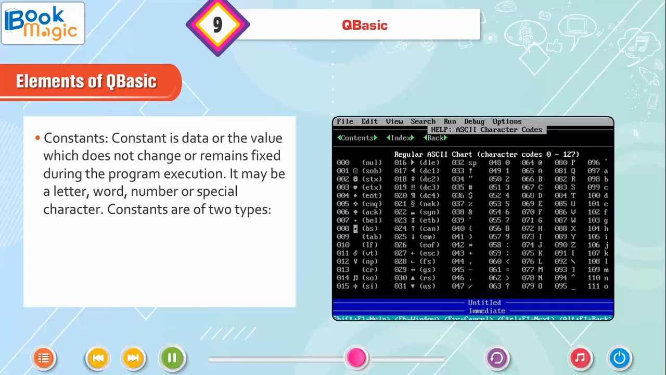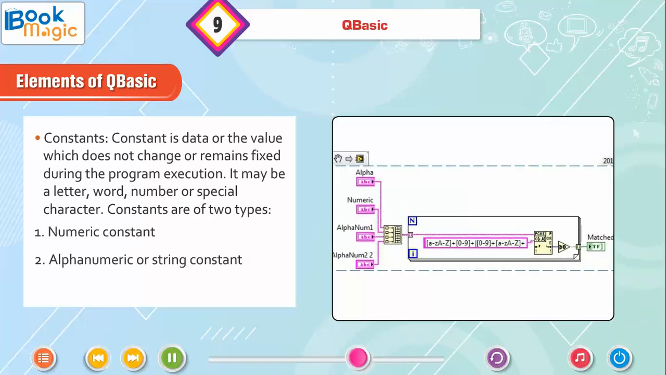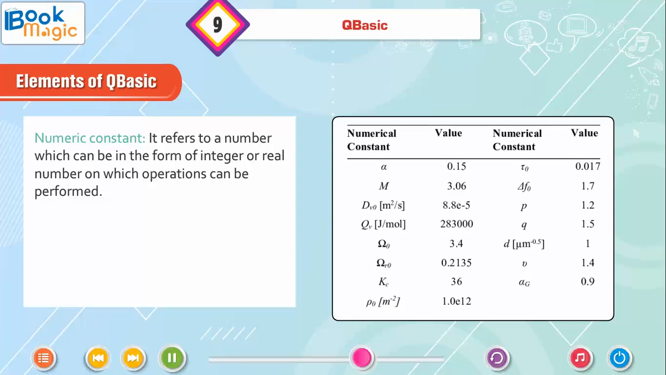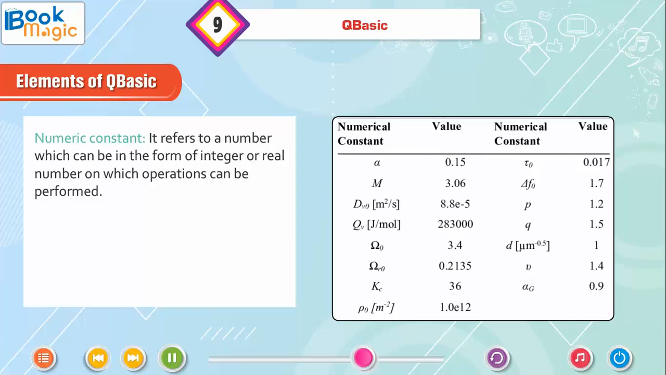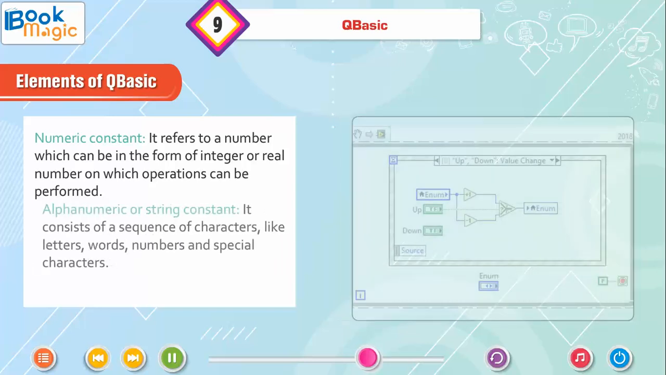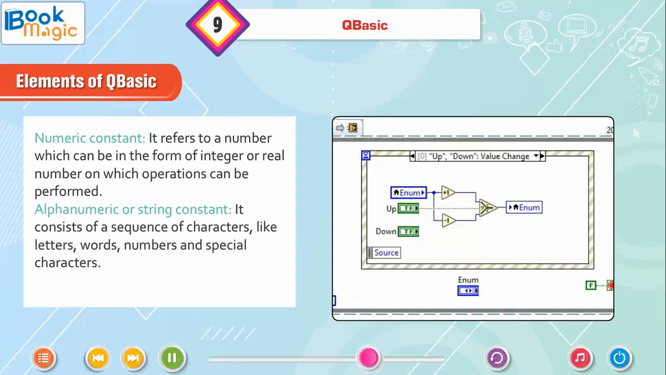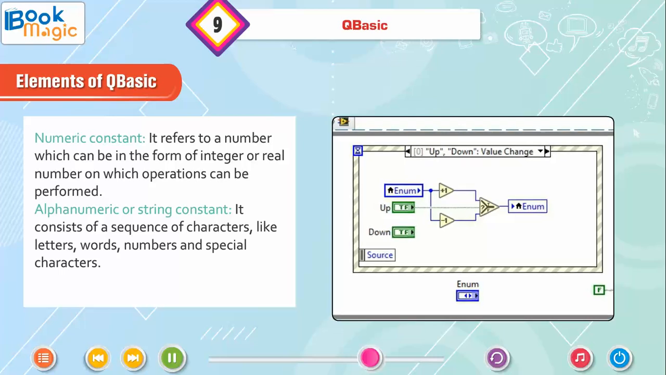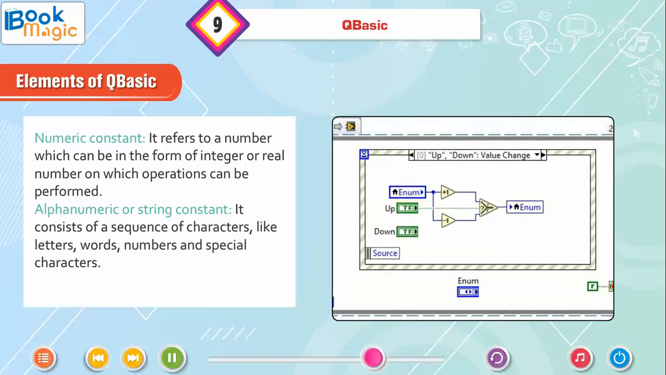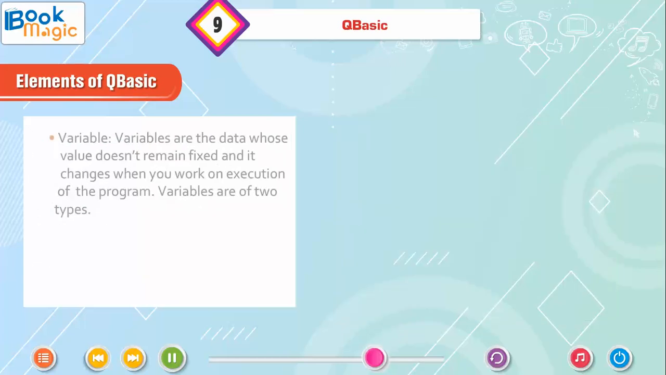It may be a letter, word, number, or special character. Constants are of two types. 1. Numeric constant. 2. Alphanumeric or string constant. Numeric constant. It refers to a number which can be in the form of an integer or real number, on which operations can be performed. Alphanumeric or string constant. It consists of a sequence of characters like letters, words, numbers, and special characters.